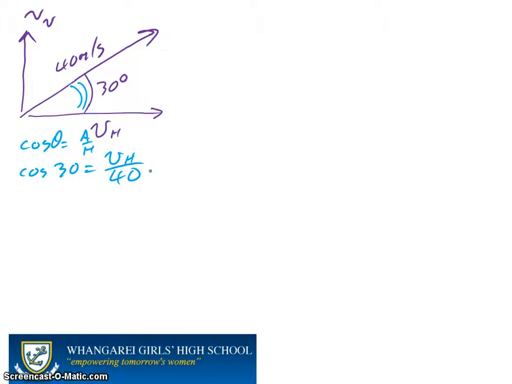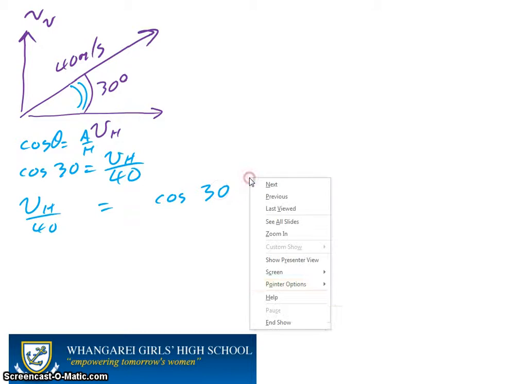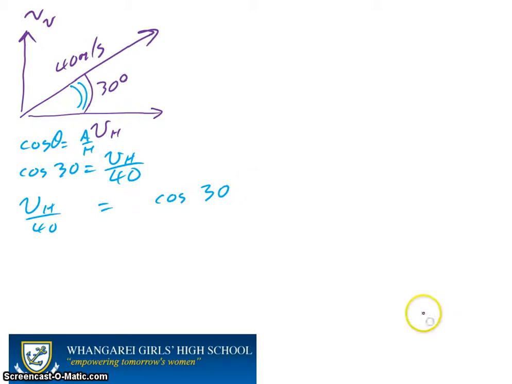The next step is a complicated one called swapping sides. So we do the horizontal velocity divided by 40 is equal to the cosine of 30. Now, what I want to do next is to multiply both sides by 40, because I want to undo the clutter that is around the horizontal velocity. So those two cancel, and I've done the same thing to both sides, so the equal sign still is fine. We get the horizontal velocity is equal to 40 times the cosine of 30.